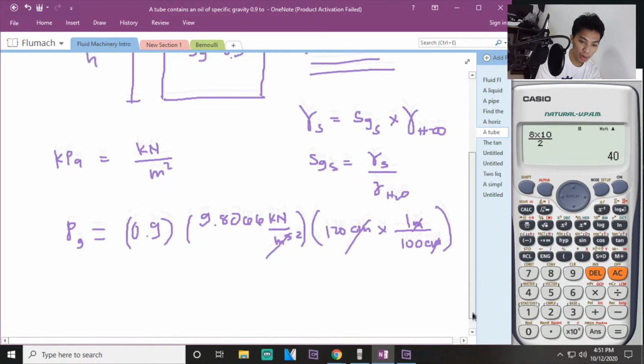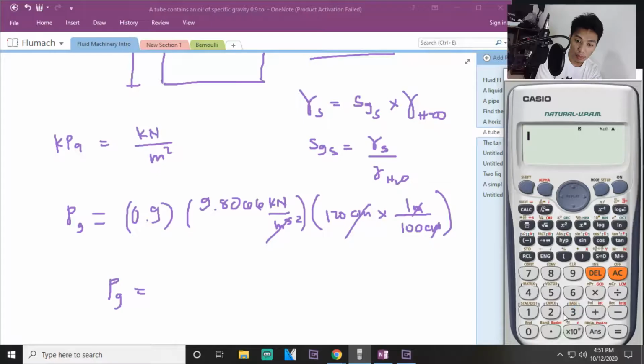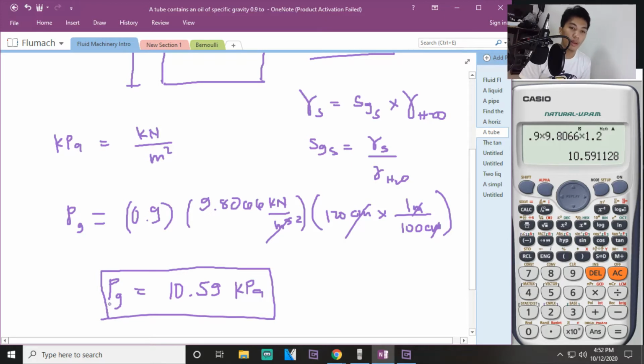So, the pressure gauge beneath or below will be 0.9 times 9.8066 times 1.2. So, 10.59 kPa. Napakadali. That will be problem number 5.